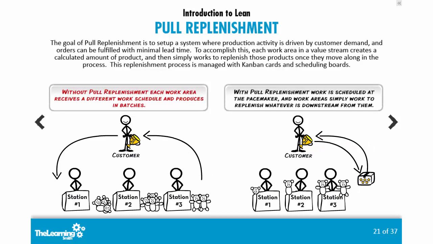Without pull replenishment, each work area receives a different work schedule and produces in batches. With pull replenishment, work is scheduled at the pacemaker, and work areas simply work to replenish whatever is downstream from them.